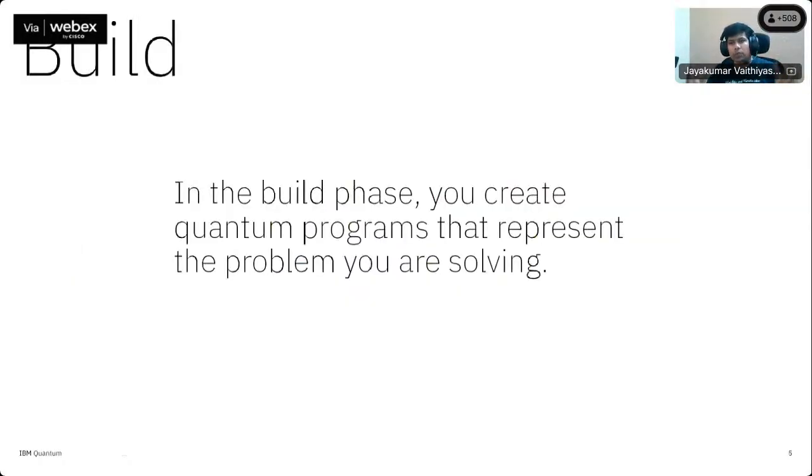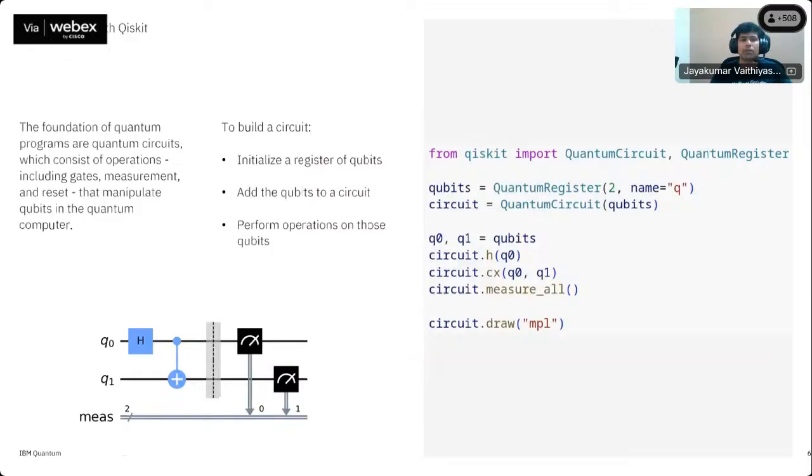So we'll discuss one by one step. In the build phase, you can create a quantum program that represents the problem you are solving. So this will happen by creating a quantum circuit. Okay, so building a circuit with Qiskit, which lays the foundation for... dual OS is also good, but more and more if you are using Linux, it is easy for you to catch up all in-depth points.